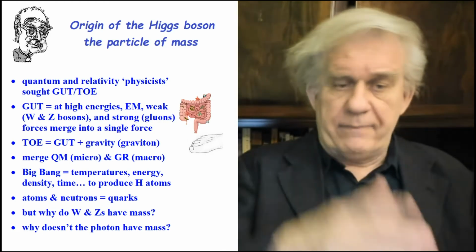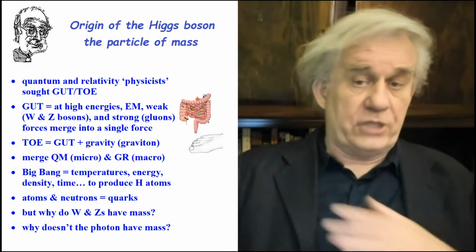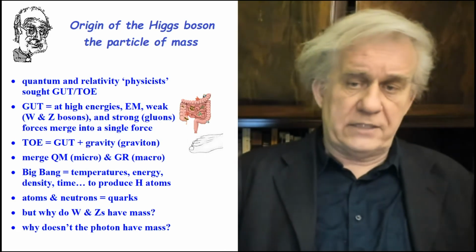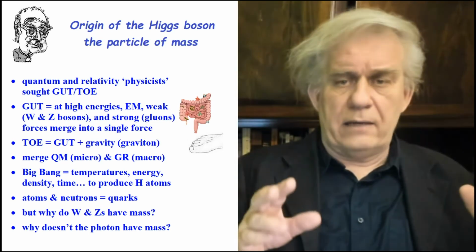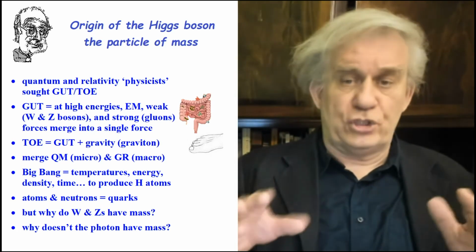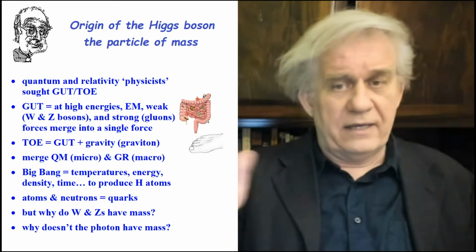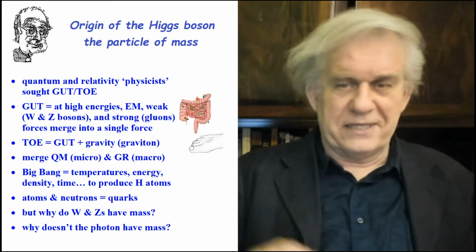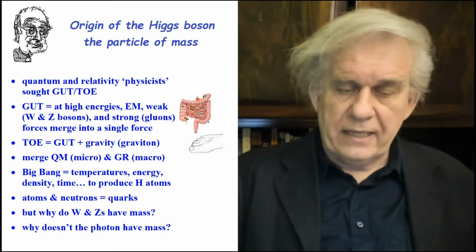Okay, so what happened? At the Big Bang, the temperatures, the energy, density, time, all that, they can produce hydrogen atoms, according to what we said the other day. Hans Bethe and some of these other fellows worked on that, and they said we have an idea of how hydrogen could have started right after the Big Bang. Not exactly at the Big Bang, but a couple seconds later, actually fractions of a second.